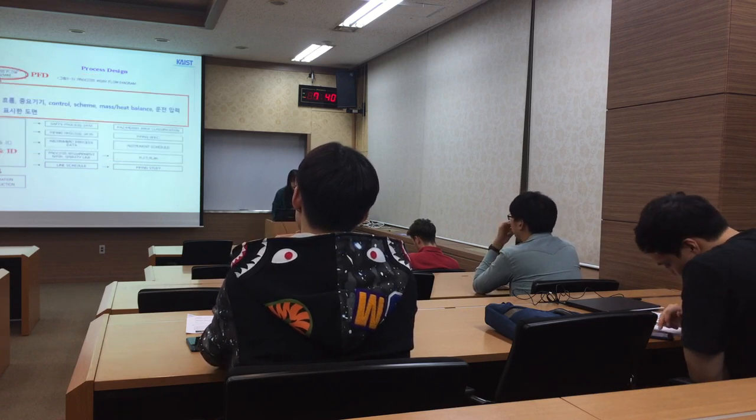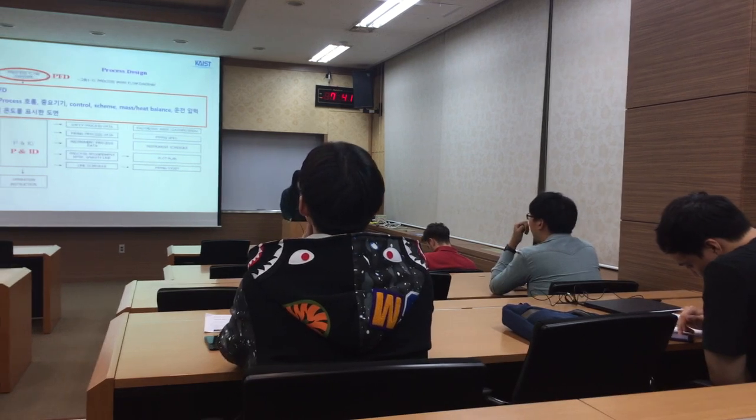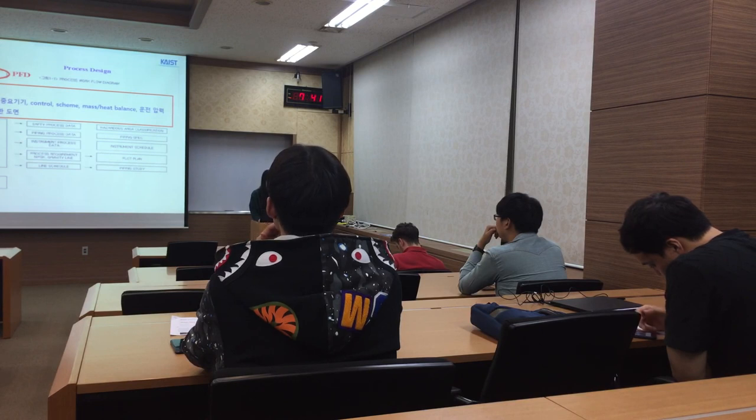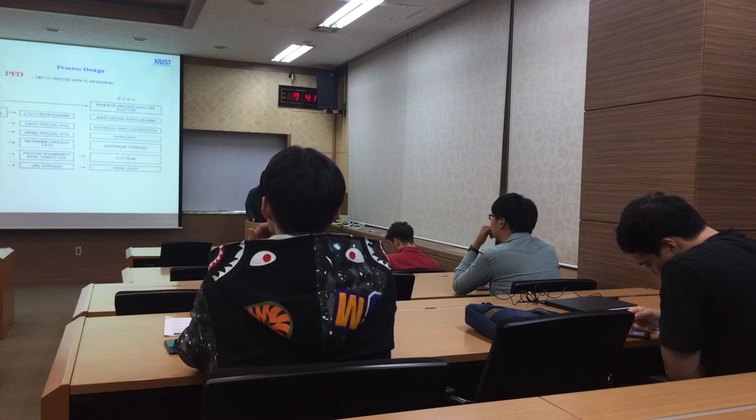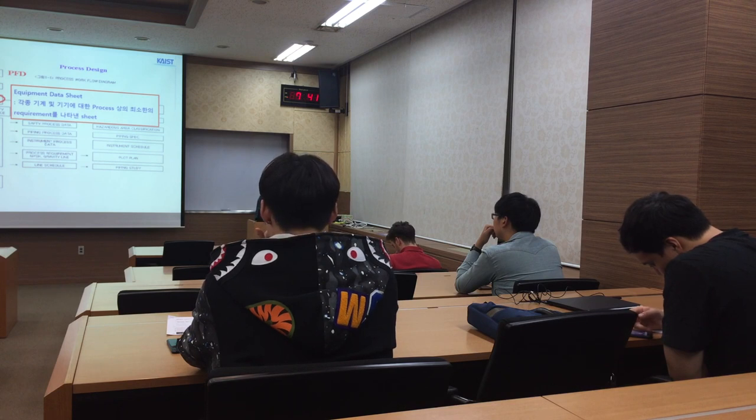And here's the PFD, process flow diagram. It's a diagram that shows the process flow and major equipment, control scheme, mass and heat balance, and operating temperature and pressure. Then here's the equipment data sheets. This sheet shows the minimum requirements of each machine in the process.